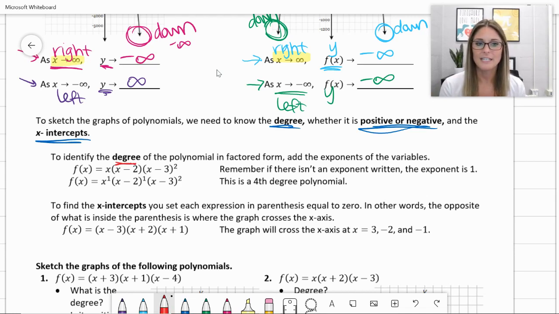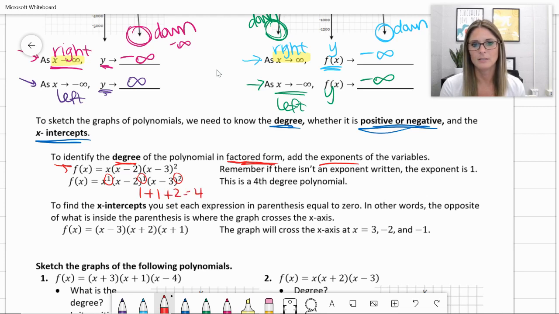To find the degree of a polynomial in factored form, and all of the examples we're going to work with right now are in factored form, you add the exponents of the variables. So here's an example. F of x equals x times x minus 2 times x minus 3 squared. To find your degree in this factored form, add up all your variable exponents. There's an understood 1 on that x, an understood 1 on the parentheses, and then you've got your squared. Add them all up.